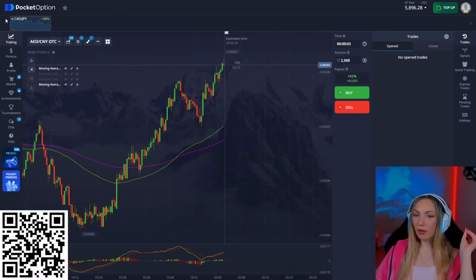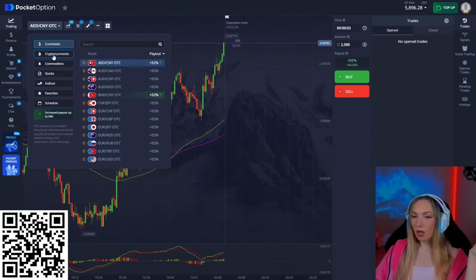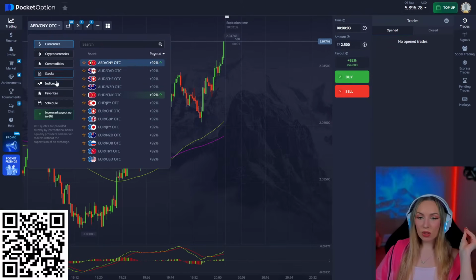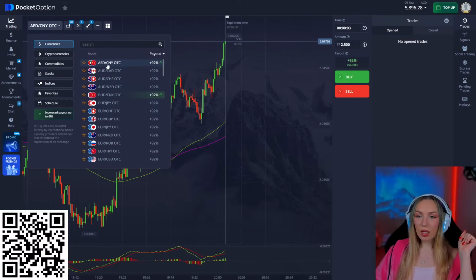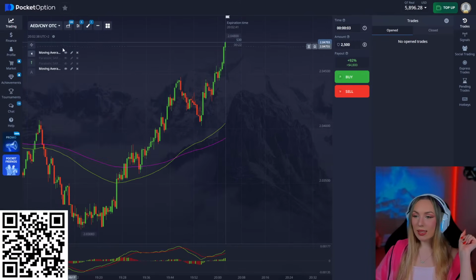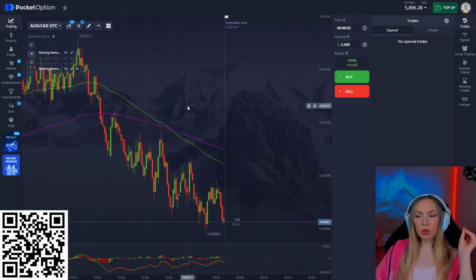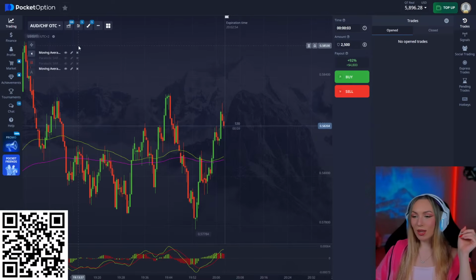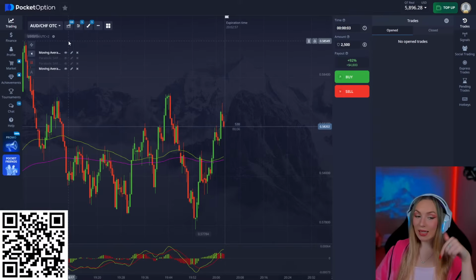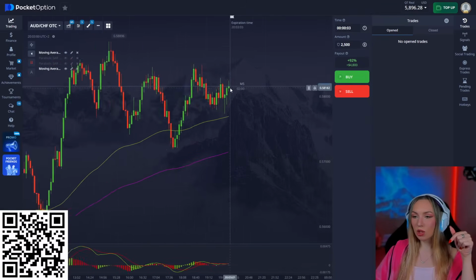Let's close everything that we have open here. Pocket Option has a lot of charts: cryptocurrencies, commodities, stocks, indices, so many, but I prefer to trade on the currencies. I'm starting with AUDCAD, but to tell the truth I don't see any signals here, so I will go check the next one. This one also looks a little bit ugly to me. And AUDCHF is forming a signal to open a trade in the downward direction. I think most of the time I'm opening trades in the downward direction.